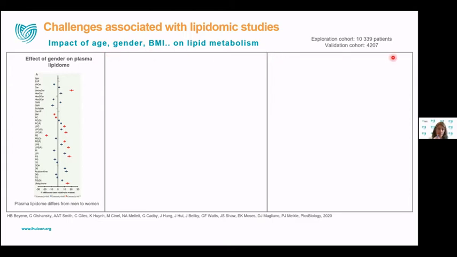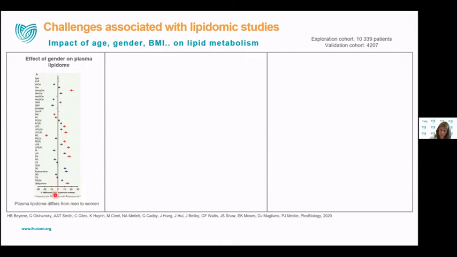This is a study that was done by Peter Meikle in Australia on 10,000 patients, with the aim of studying the effect of these factors on the plasma lipidome. You can see here on this forest plot all the lipid classes, and all the colored dots correspond to the significantly altered lipids, differing from men to women. You can see that most of the lipids are altered differentially, whether you are looking at men or women.